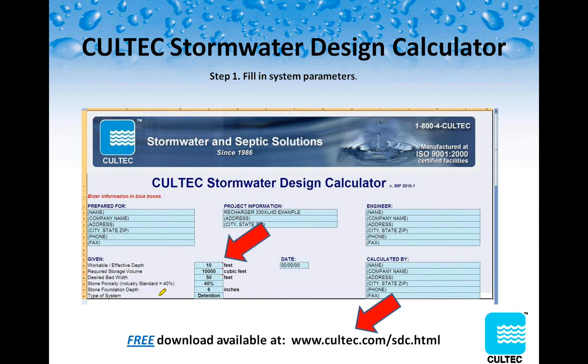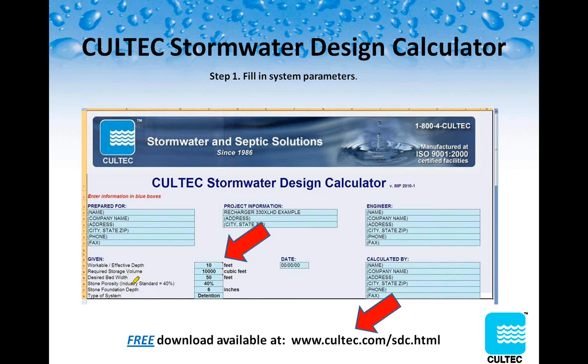And you have to fill in the workable depth. That means how deep can you install the system. For instance, you might be limited by a high water table or ledge. You also fill in the required storage volume and the desired bed width, and by playing around with this number, you reconfigure the number of rows wide the system will be.